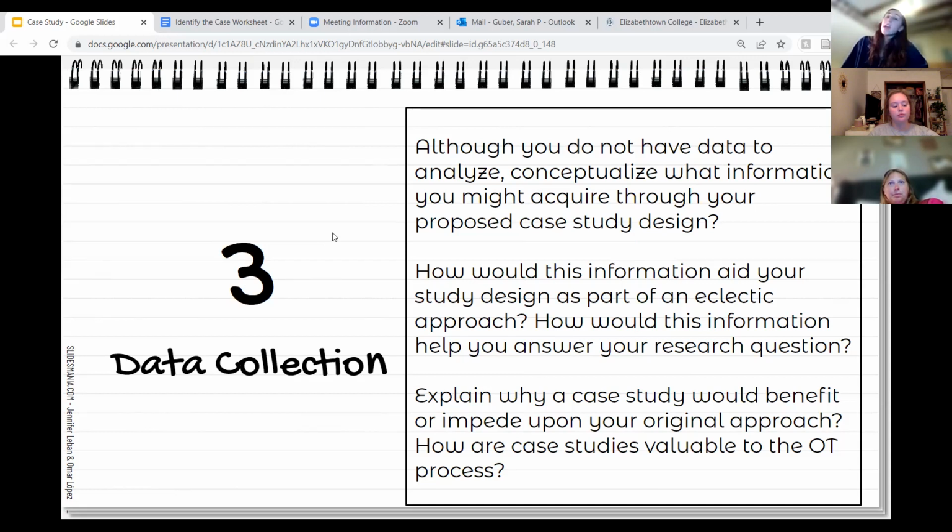Do you think it's going to hurt you, help you? Just your thoughts. And then generally think for yourself, why are case studies valuable to the OT process? And how is this valuable for my grad?